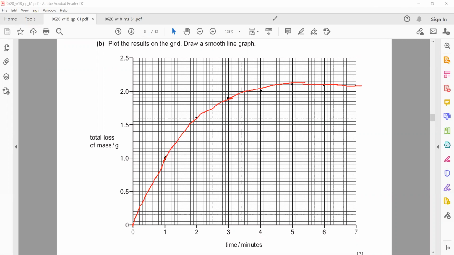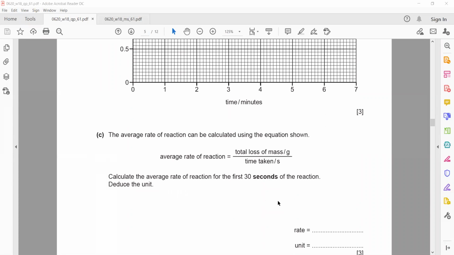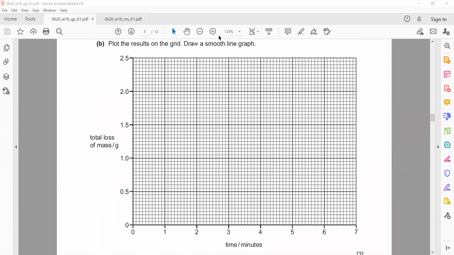Then for the next part, average rate. Calculate the average rate of reaction for the first 30 seconds. So rate of a reaction is change in amount divided by time. This is in minutes, so 30 seconds is half of the minute. So 0.1, 0.2, 0.3, 0.4, and 0.5. So 0.5 minutes is equal to 30 seconds, half a minute.